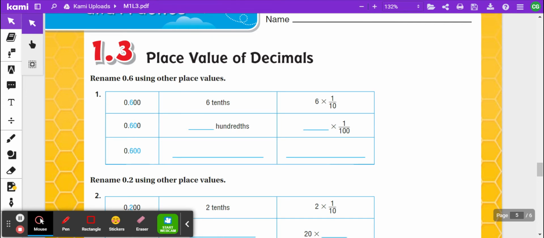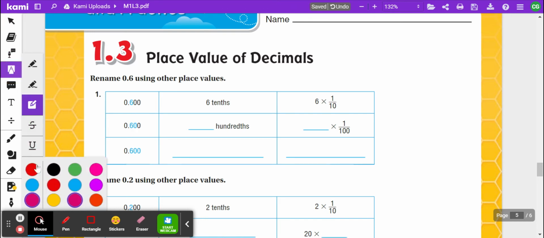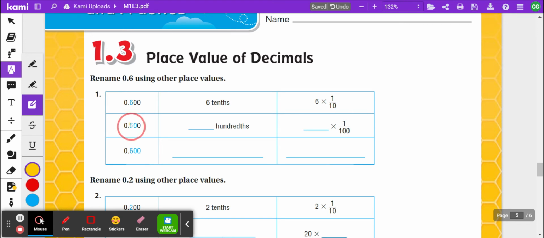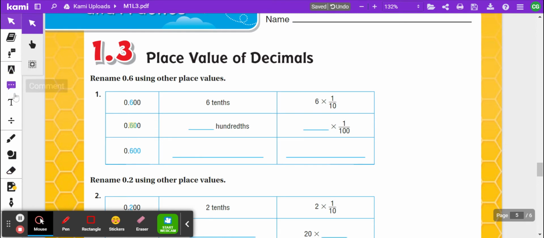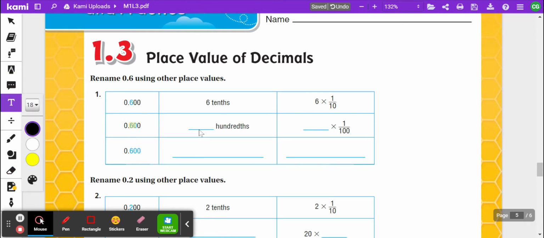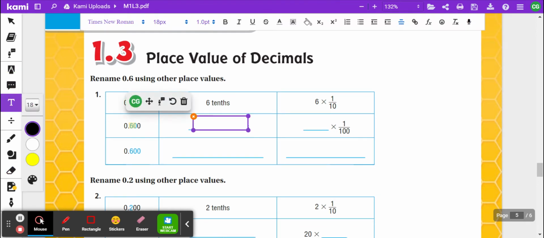So here I had 6/10. If you notice that this is in blue, and that's what we're basing it on, its place value. So I know that 6/10 or 6 times 1/10. I'm going to look at this next one, and I'm going to highlight that part right there in yellow, and that is 60. So this is now going to be what? Absolutely, 60 hundredths.